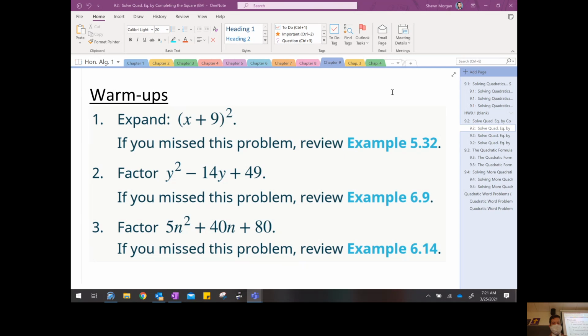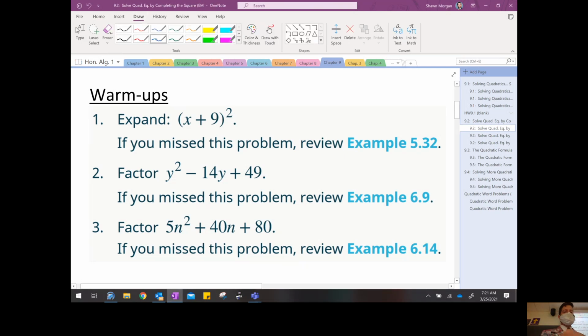So we've had a little time to get warmed up. Y'all might still be working on this. But let's talk about number 1, simple little FOIL problem there. Joe, you want to take that one? What'd you get? Good, x squared plus 18x plus 81.